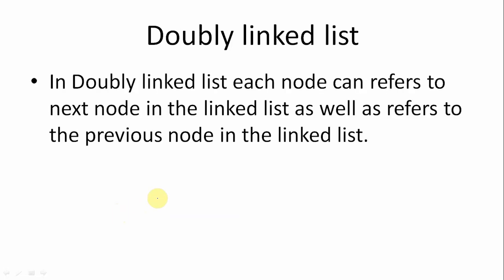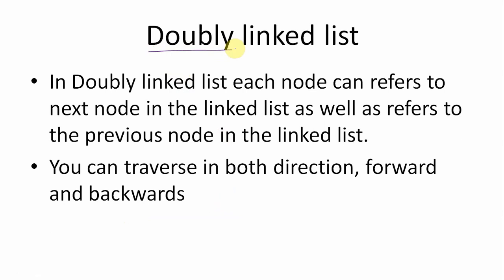Now what is a doubly linked list? As the name suggests, in doubly linked list, each node can refer to the next node in the list as well as the previous node in the list. So doubly linked list contains double references, that is next and previous. In doubly linked list, you can traverse in both directions, forward and backward. Either you can move to the next node or you can move to the previous node of each node.